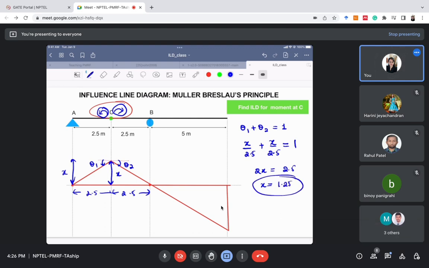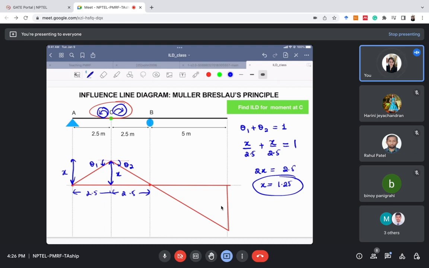In the GATE 2014 question, the question was just to determine the shape of the ILD only. But in recent years, these kinds of simple questions are not coming. The question has shifted to determining the shape of the ILD as well as the ordinates of different points, so that you can determine the maximum value of shear force and bending moments.